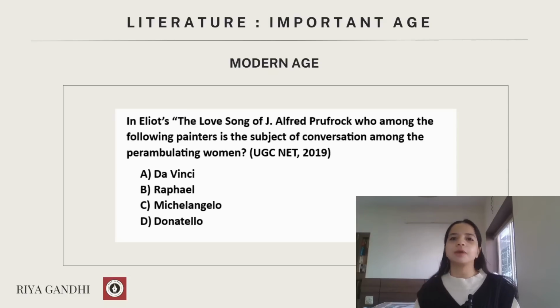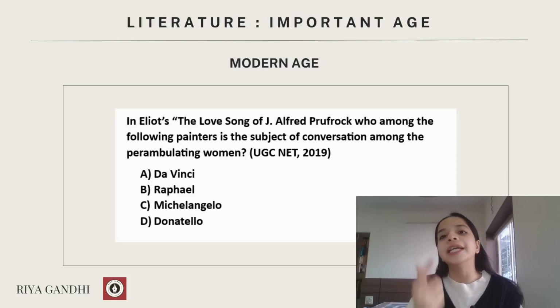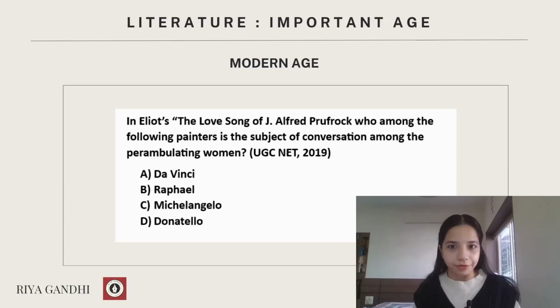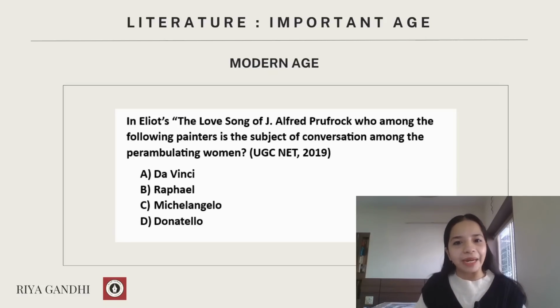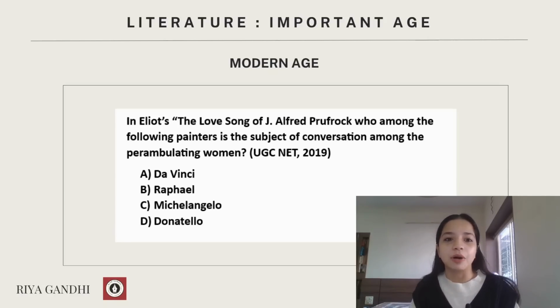One of his most important works is The Love Song of J. Alfred Prufrock, and a question related to that was asked in 2019, which talked about that in Eliot's The Love Song of J. Alfred Prufrock, who among the following painters is the subject of conversation among the perambulating women? The answer is simple. It is Michelangelo.